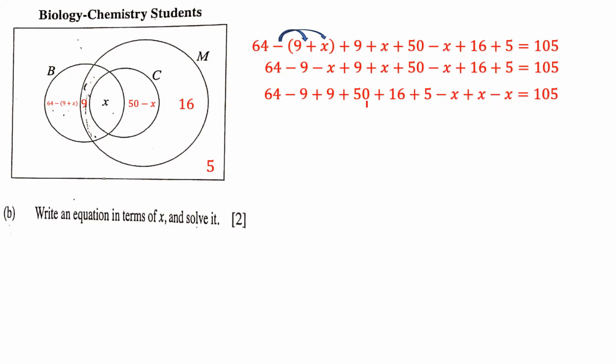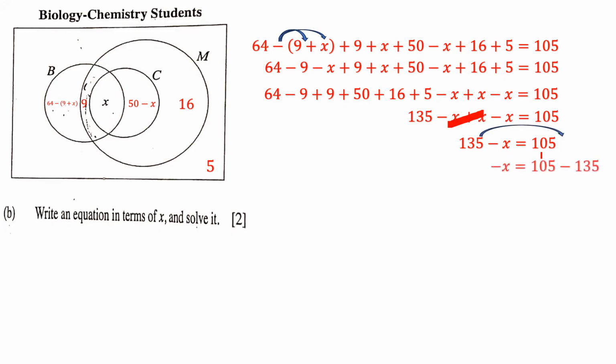If we add up all the numbers, 64 minus 9 plus 9 plus 50 plus 16 plus 5, that's going to be 135. And let's do the x. Negative x plus x, well, those two cancel each other. So we're just left with 135 minus x equals 105. We send the 135 over the equal sign, so we're left with negative x equals 105 minus 135. We subtract and we are left with negative 30. So negative x equals negative 30.